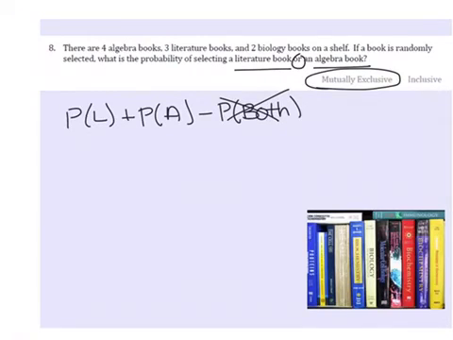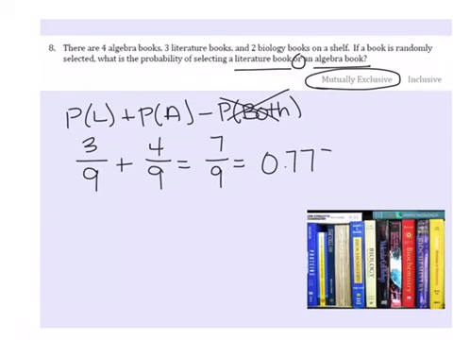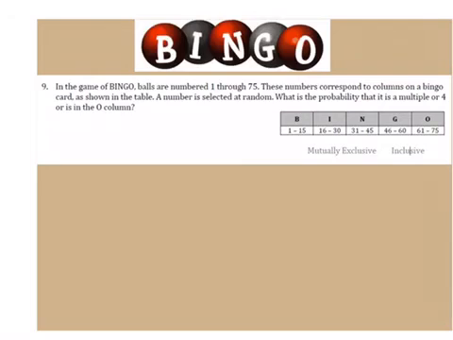So I'm just going to do the probability of literature. So there are 3 literature books out of 9 total, plus the probability of my algebra book. There are 4 algebra books out of 9 total. And I don't have any subtraction, so I'm just going to add them. So I get 7 out of 9, which is going to give me 0.778.